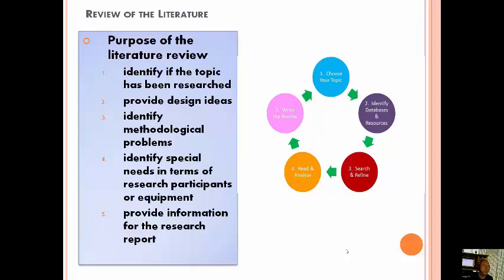Identify special needs in terms of the research participants or equipment, the types of instrumentation or tests that you're going to use, and of course to provide information for the research report itself. Because if you do research, no matter what the outcome, one needs to make that information available to the public.